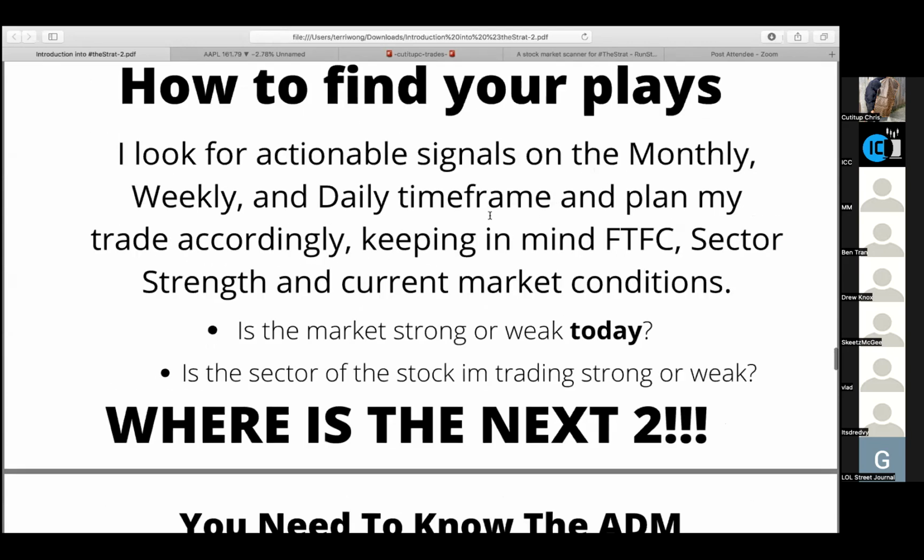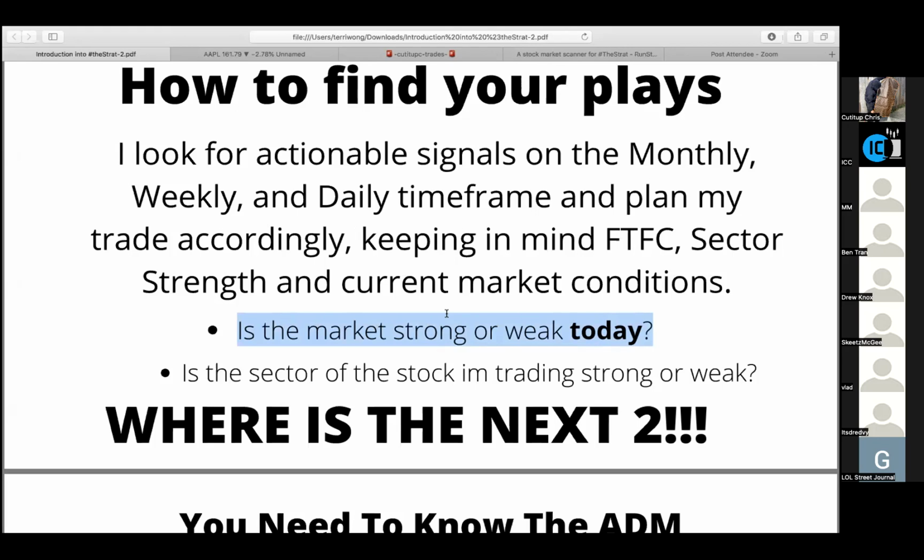When I'm looking at plays, I'm looking at the monthly, weekly, and daily time frame. Plan my trade accordingly, keeping full time frame continuity, sector strength, and current market conditions. So one thing that you really got to do when day trading is see if the market is strong or weak today. Where's the trend of the market going to be today? Because for the past week, it's been red. It's been hella red. Pretty easy to see. But we have green days, we have red days. If you're trying to trade puts on a green day, you're kind of going against the daily trend.